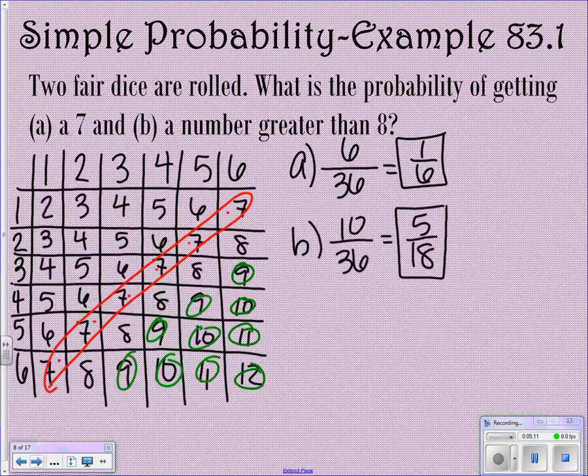Once you get proficient with rolling 2 dice, you may not need to draw this chart, but for a little bit, I would assume that you would want to draw that chart or look back at it in your notes every time. You would have to draw it on your test. You won't be able to go back and look in your notes. So you do want to make sure you understand how you get that chart.